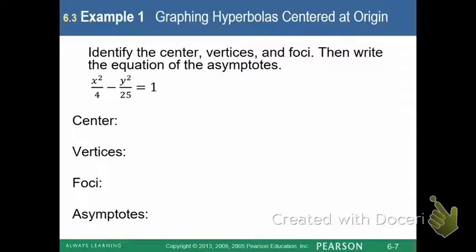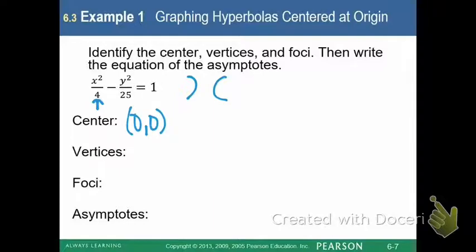Okay, so here we go. We'll go ahead and identify some things first. It says identify the center, the vertices, and the foci, then write the equation of the asymptotes. So a couple things I want to point out here. First, because the x is first, that tells us that it's going to open left and right, so it's going to look something like that. Okay. The center is at 0, 0 because there's nothing being added or subtracted to the x or the y.